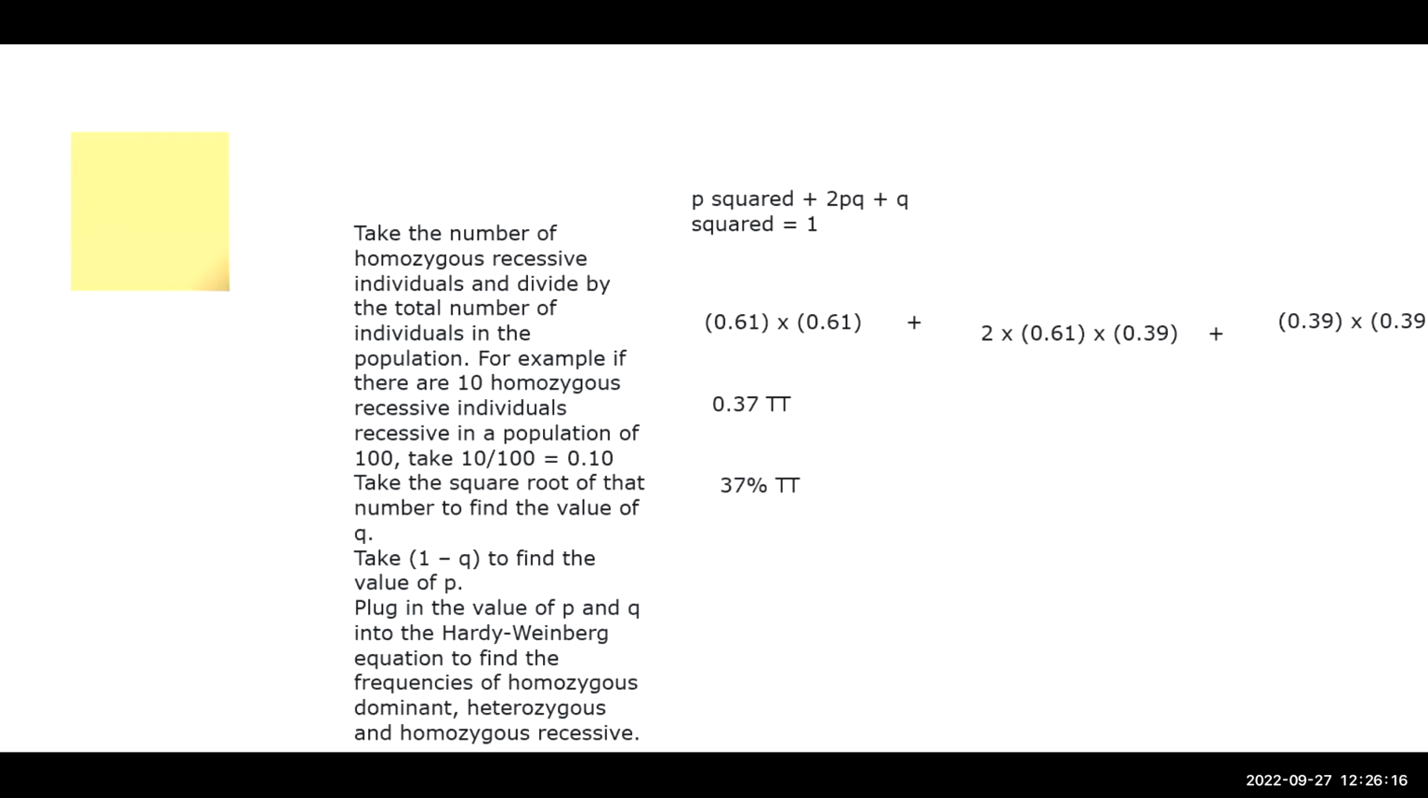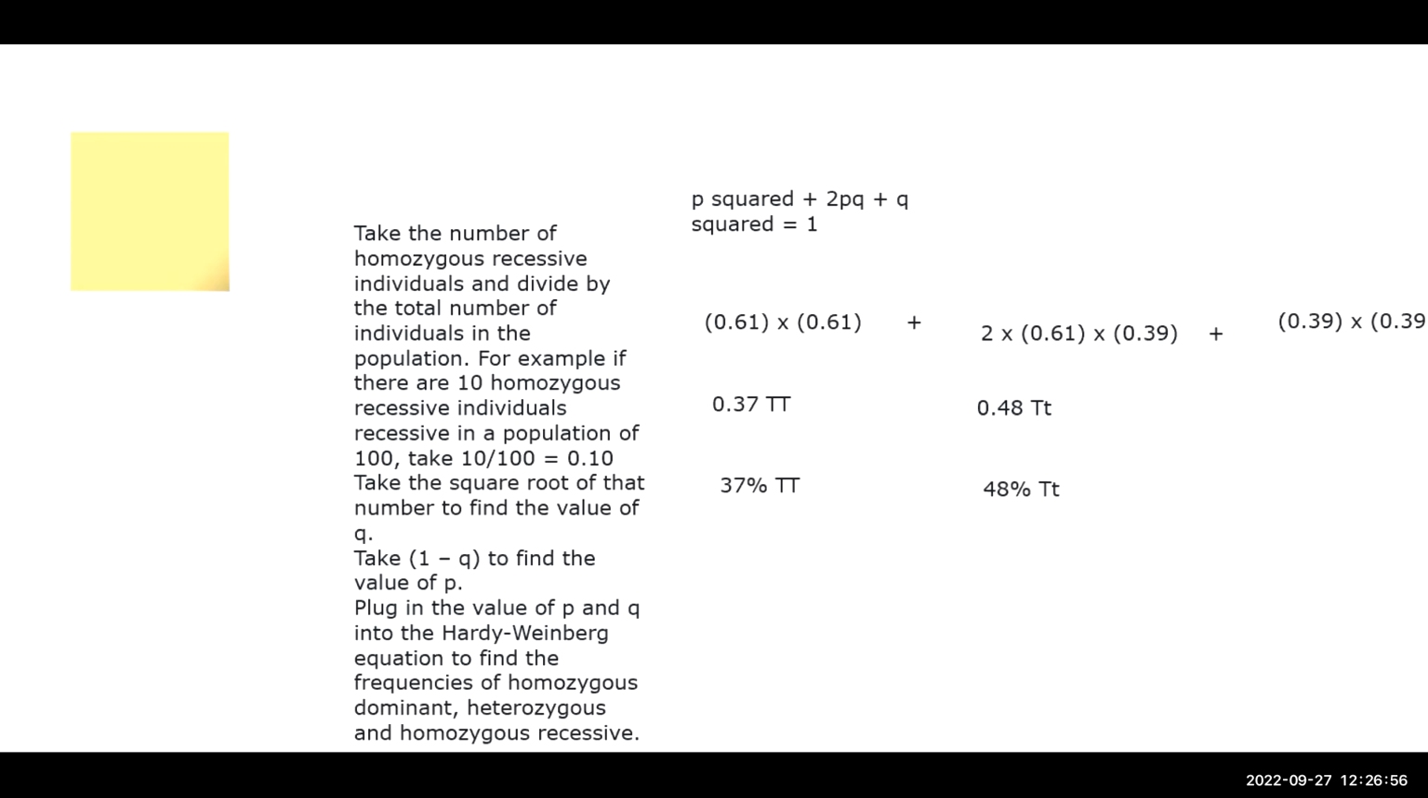All right, then the middle part of our equation, 2 multiplied by 0.61 multiplied by 0.39. What's our answer rounded out to 2? 0.48. And that's representing which genotype? Heterozygous, so big T, little t. How do we turn that into a percentage? 0.48 becomes 48%. So we know that 48% of our breeding population is heterozygous for tasting.